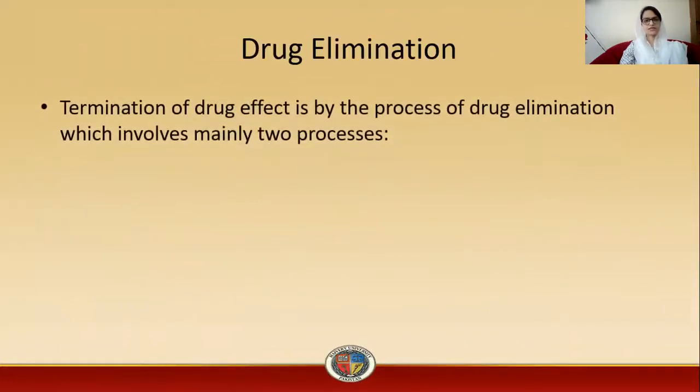First of all, we will see what is drug elimination. Termination of drug effect is by the process of drug elimination, which involves mainly two processes. So the drug which enters into the body gets eliminated from the body, or you can say that the effects of the drug are terminated by the process of elimination. And elimination is the combination of two processes. And what are these processes?